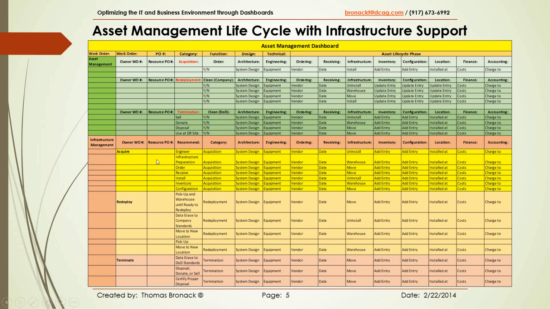Again, for the infrastructure, these are the people who are actually performing the tasks that are used to install and test new equipment and add it to the inventory, or redeploy it. In that case, they'll pick up the equipment and erase the equipment data to company standards. They'll hold it in a warehouse until somebody else needs it, and then they'll redeploy it to that person. And for termination, they'll erase the data to the Department of Defense standards. They'll either dispose, donate, or sell the equipment, and then they'll certify the process.